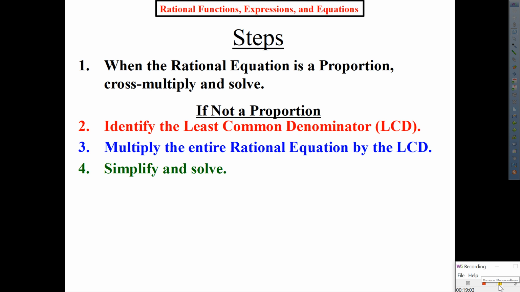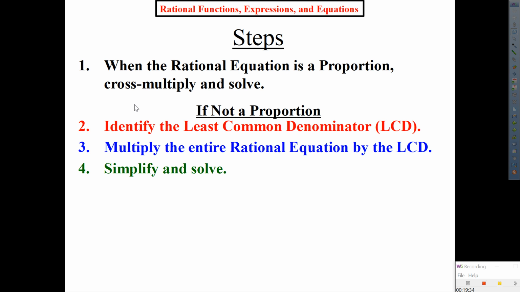Copy and... All right, just to double check. Step 1 says when the rational equation is a proportion, cross multiply. Once again, what is a proportion? One fraction equal to one fraction. If it's not, then we identify the common denominator, which we did on the warm-up, and multiply the entire equation by the common denominator. From there, we simplify, and then we solve.